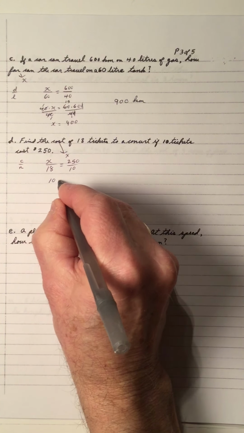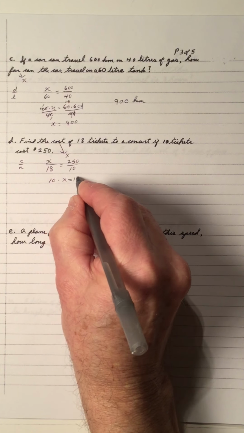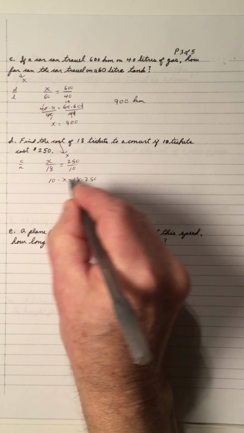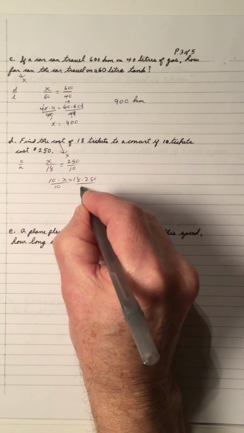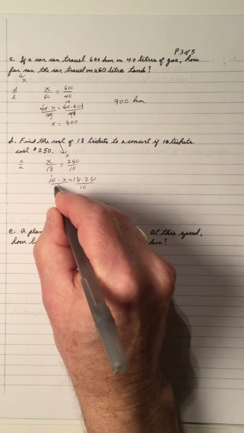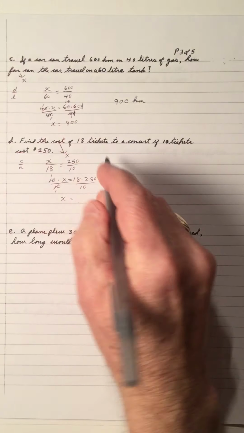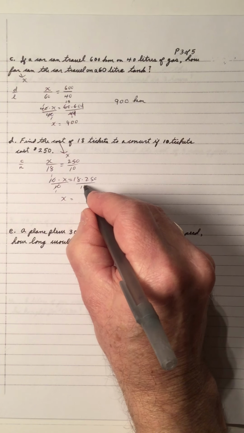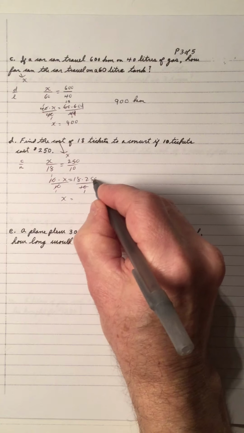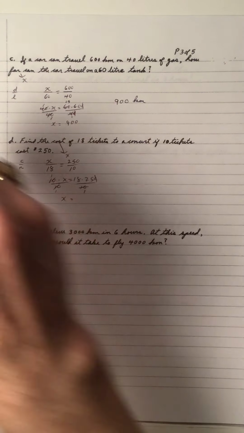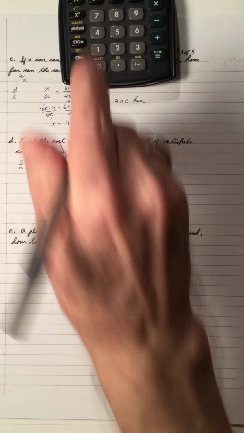Cross multiply. 10 times x equals 18 times 250. Divide by 10. They cancel. They're ones. 1 times x is x. And if you want to, now you can cancel the 10 into the 10 once. So 18 times 25 was 18 times 25.